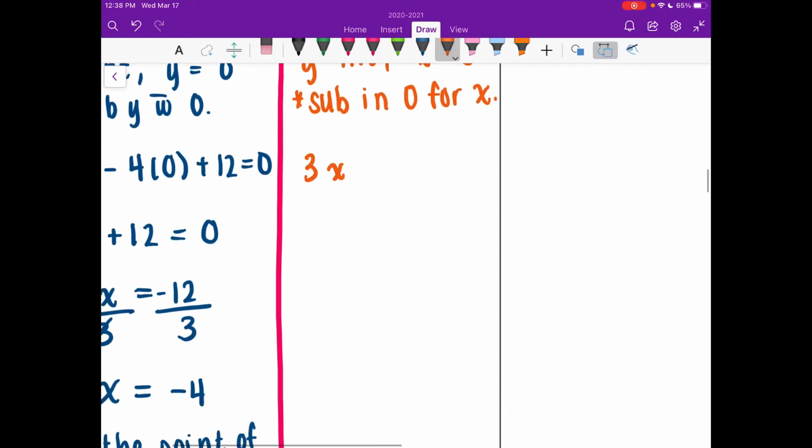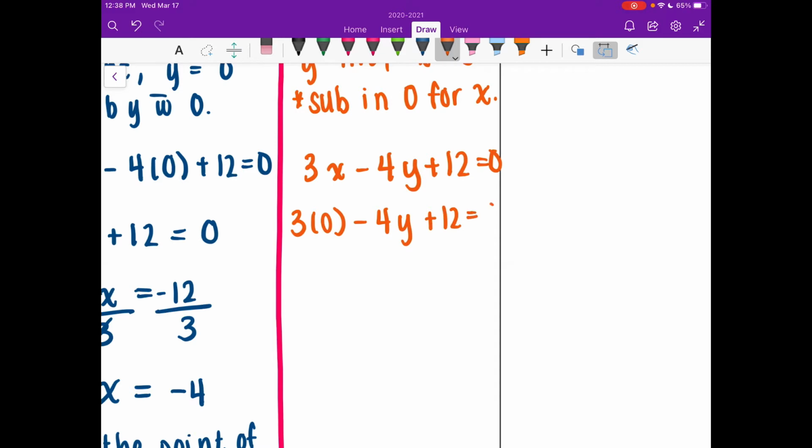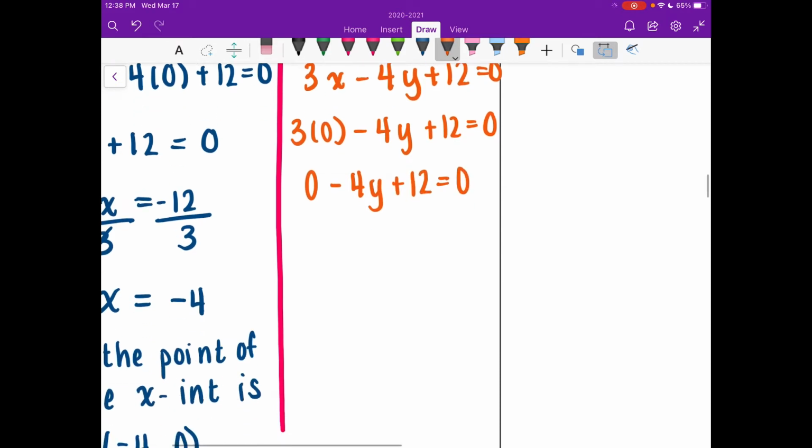3x minus 4y plus 12 equals 0. Right? So I'm just going to put in 0. 3 times 0 minus 4y, y is what we're trying to find, plus 12 equals 0. Right? 0 minus 4y plus 12 equals 0. Right? So the 0 just is gone. So I'm left with negative 4y plus 12 equals 0.